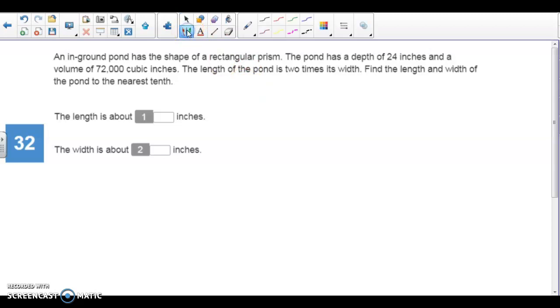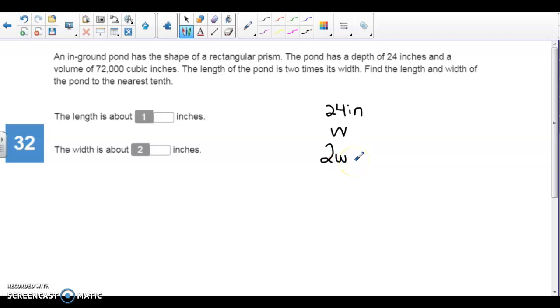So, if it's a rectangular prism, it has a length, a width, and a height. So the depth you can consider to be its height because they give you the length and they give you the width. So we have 24 inches for that one. And then they tell us that the length of the pond is 2 times its width. So we know the width is W, and then we know the length is 2W.